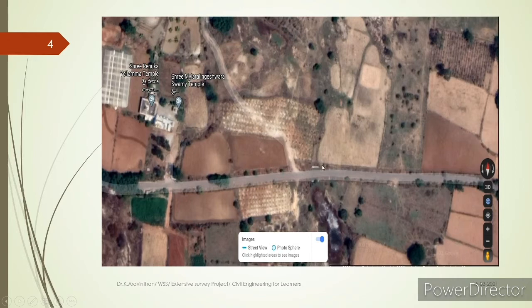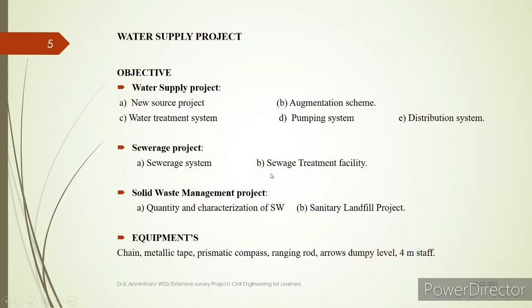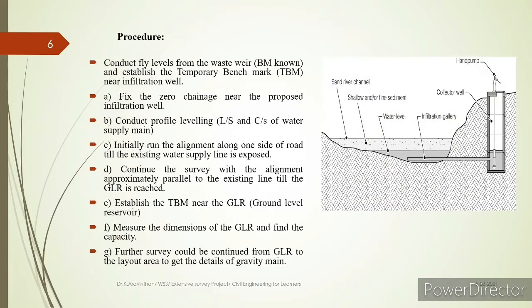For each and every 30 meter, or 10 or 20 meter interval, the RL of the points has to be taken, and for conducting the cross section survey, the distance can be taken as 1 meter or 1.5 meter on either side. For each LS, longitudinal section, you need a cross section. Then you can identify the profile of the path of the pipe.